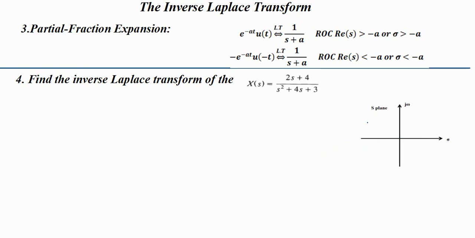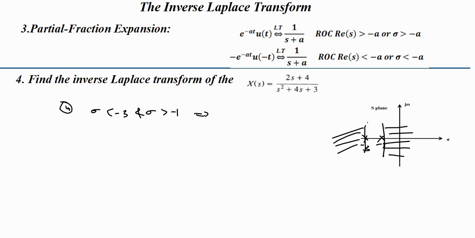Now we'll discuss the fourth case: sigma less than minus 3 and sigma greater than minus 1. Less than minus 3 means towards the left, and greater than minus 1 means towards the right. So we can conclude that there is no common ROC for this particular signal. So X of s does not exist. It is an invalid ROC.